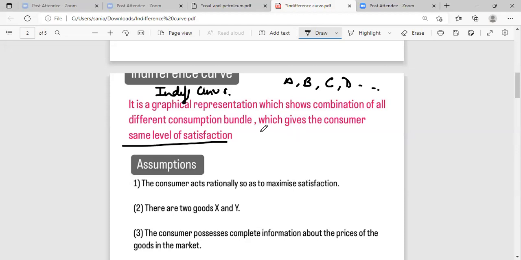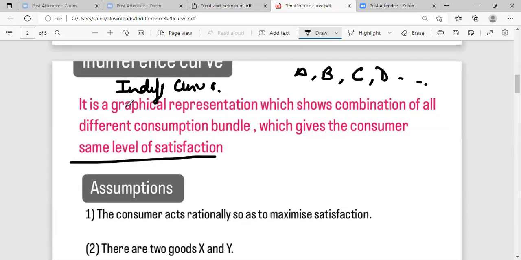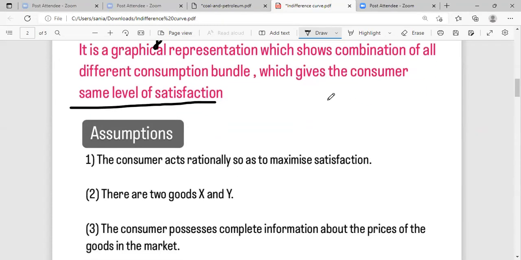Yes. Right. So what is indifference curve? It is a graphical representation which shows combination of all different consumption bundles which give the consumer same level of satisfaction. Now I'll tell you how your indifference curve looks like. It looks like this. Okay.